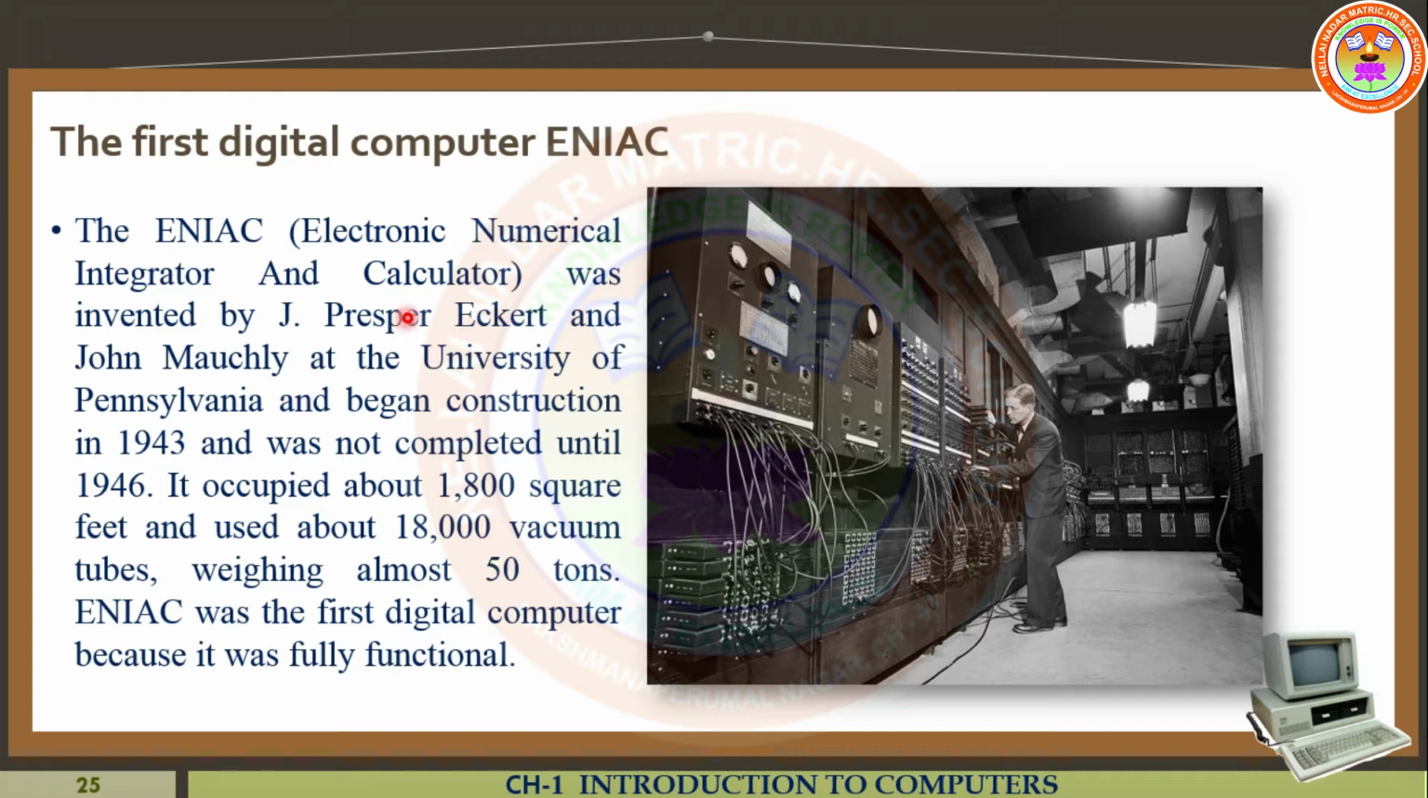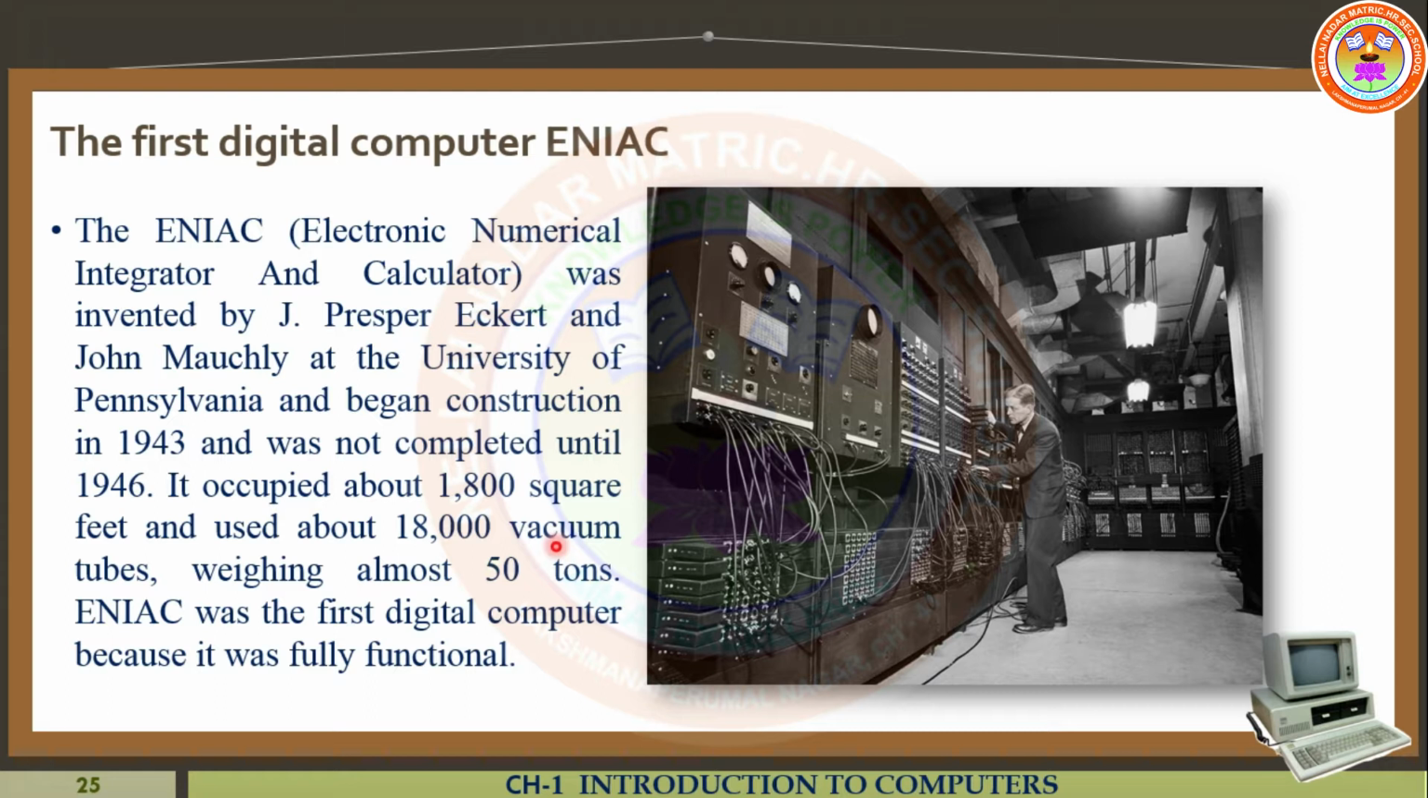These are the two persons who invented this machine, ENIAC, at the University of Pennsylvania. They began construction in the year 1943, and it was not completed until 1946. That means during this period they had to construct it. This machine occupied about how much space? You should know, 1800 square feet, and it used about 18,000 vacuum tubes.